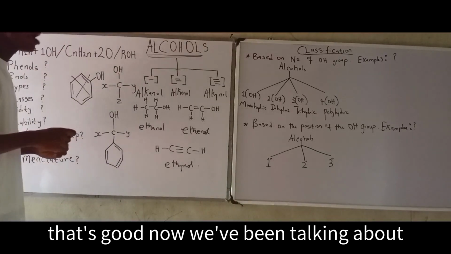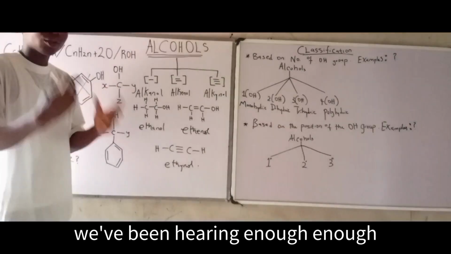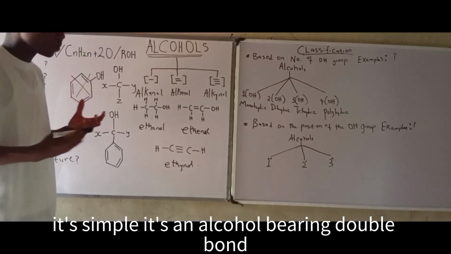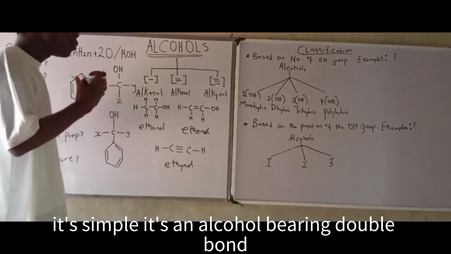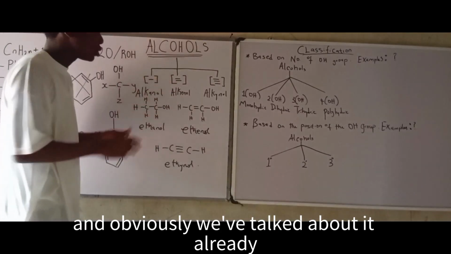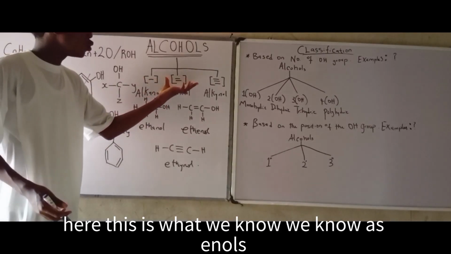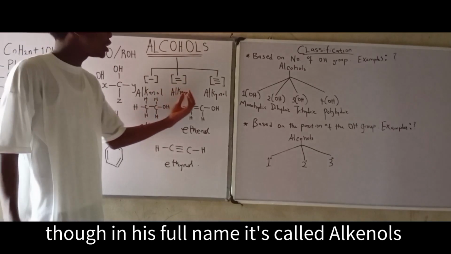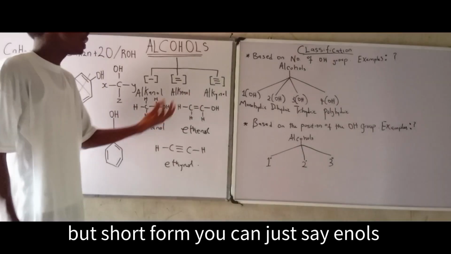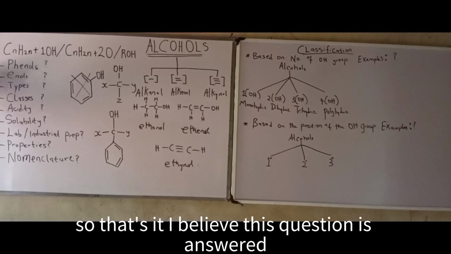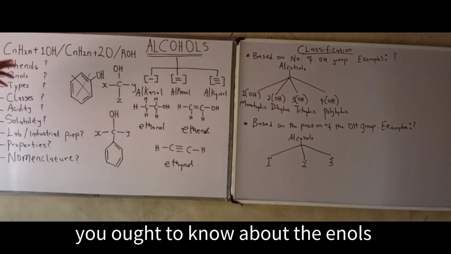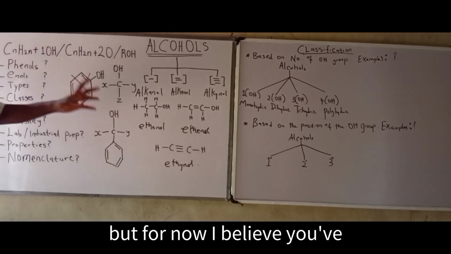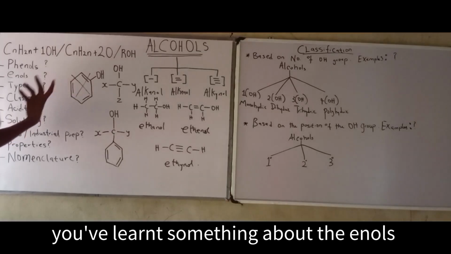Okay, that's good. Now we've been hearing enols. What are we talking about? It's simple. It's an alcohol bearing a double bond, and obviously we've talked about it already here. This is what we know as enols. In its full name it's called alkenols, but in short form you can just say enols. So that's it. I believe this question is answered. Though there are lots of things to know about the enols, for now I believe you've learned something about the enols.